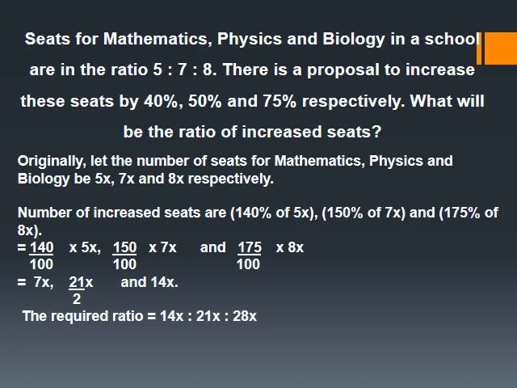So the ratio, take x out, we can say 14, or we can say 21 by 2. We multiply all by 2, then we get 14, 21 and 28x. So what is the proportion? It is 2:3:4, because we divide all these numbers by 7, we get 2:3:4.